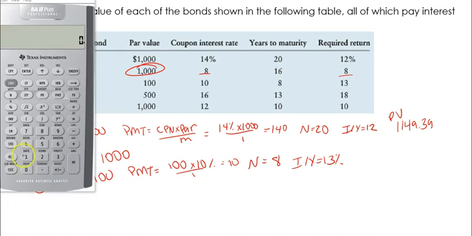All right, our future value is $100. The payment is $10. Has 8 years left till maturity, and has a 13% required return. So I'm going to compute the present value. And yes, it trades below par value at $85.60.